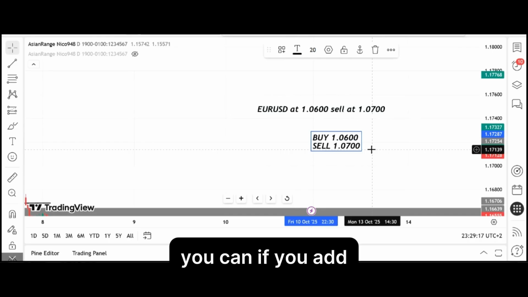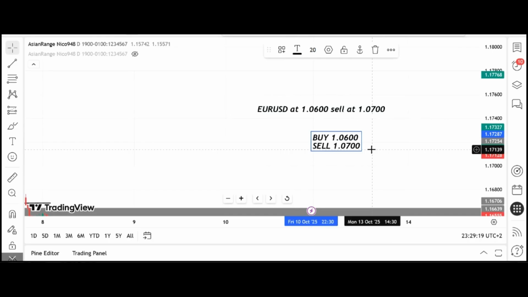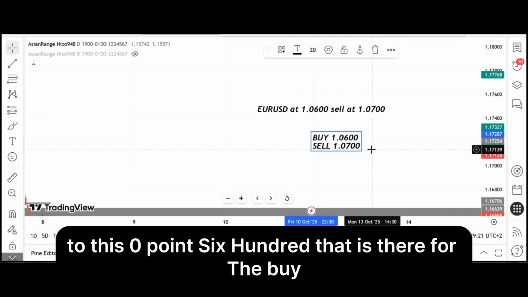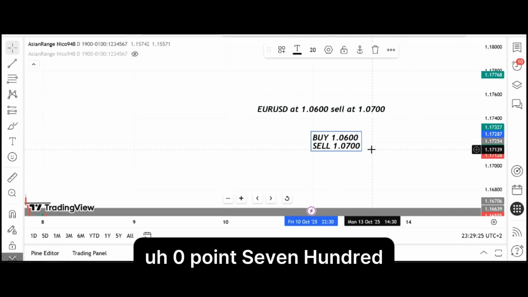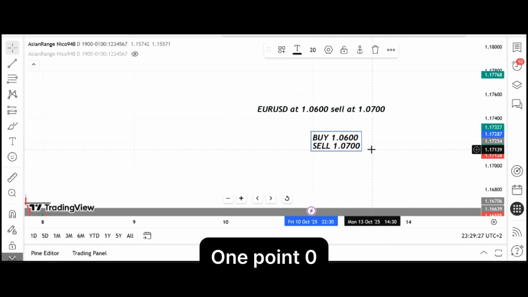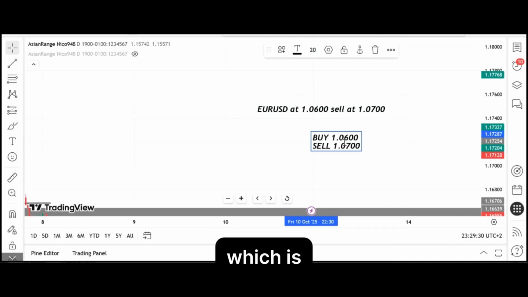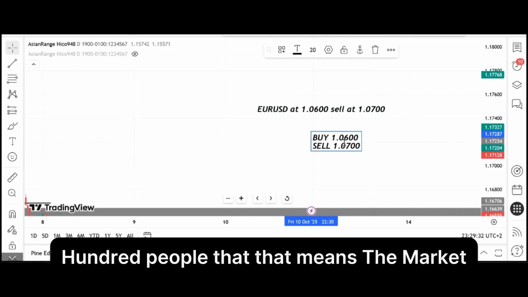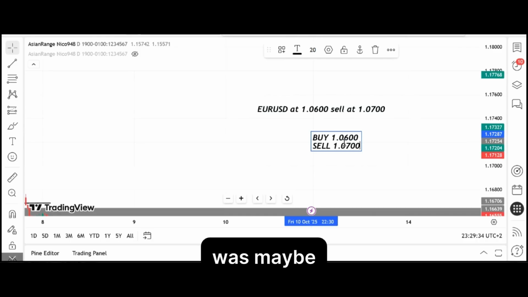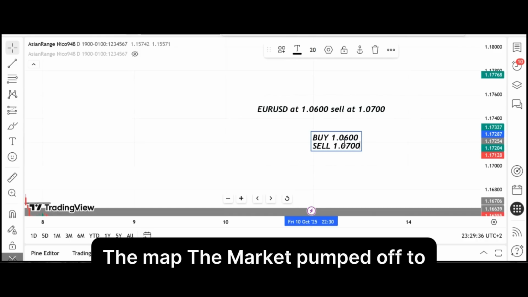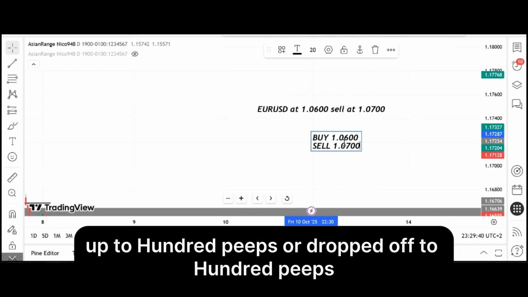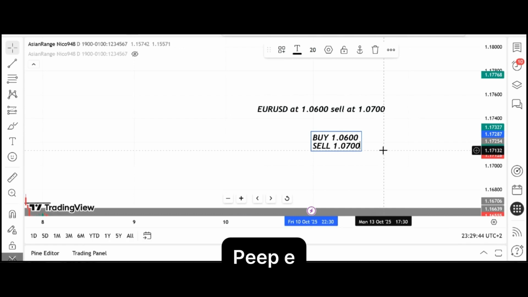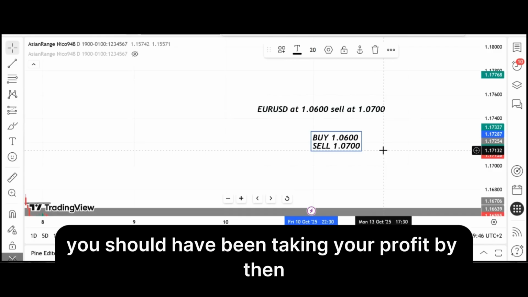If you add 100 to this 0.0600 that is here for the buy, it gives you 1.0700, which is 100 pips. That means the market pumped up or dropped up to 100 pips. And maybe by then you should have been taking your profit.